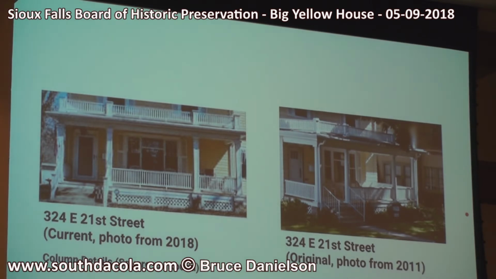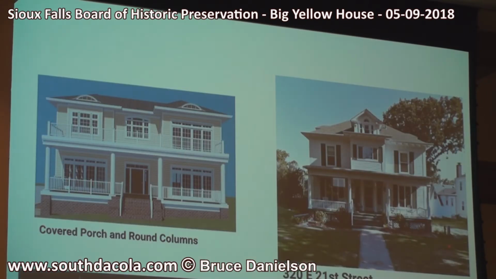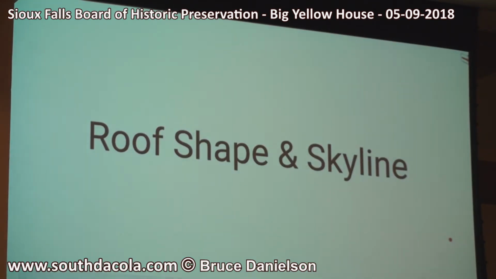324 East 21st Street. Again, like we were saying before, the original columns on the home were round columns, very similar to what we're looking at now, but very similar railing detailing on this particular home, and a lot of some of the initial designs are referenced off of. Again, we talked about the covered porch with the round columns, again, very similar to the 320 East 21st Street.